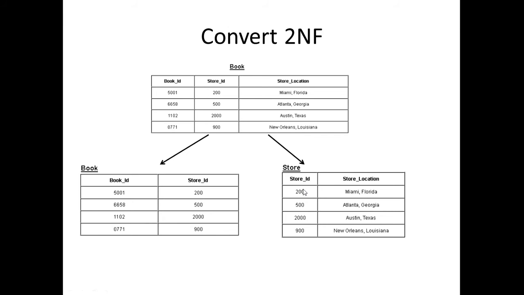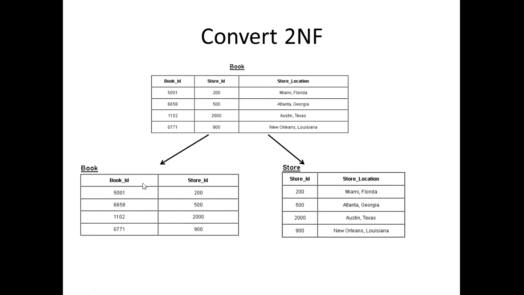The store table consists of a store ID and a store location. So now the non-key attribute that we were talking about earlier is fully functionally dependent on the primary key. So this store location depends on this store ID, because it uniquely identifies the store location.